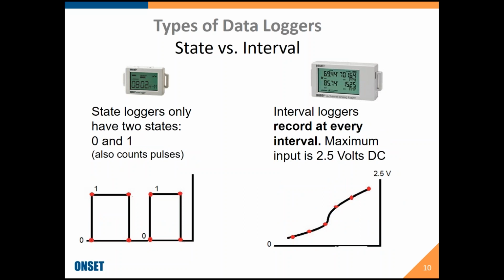Further explanation of state and interval loggers. Again, the state logger only has two states, 0 and 1. They only change to either a 0 or 1, and we only record information on that transition from a 1 to a 0 or 0 to a 1. Interval loggers, again, record every interval and record the data on that interval, and it can be any input. A typical logger would record over a range of 0 to 2.5 volts.